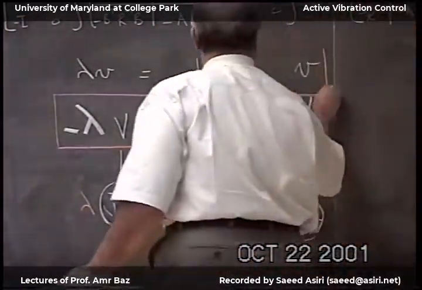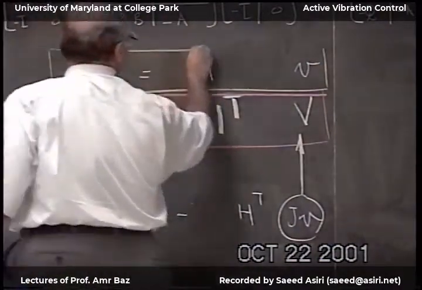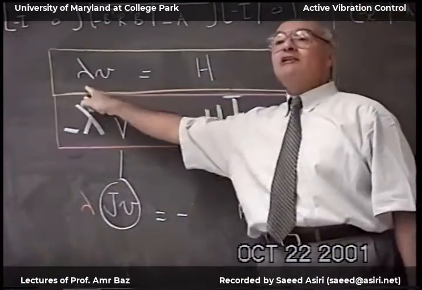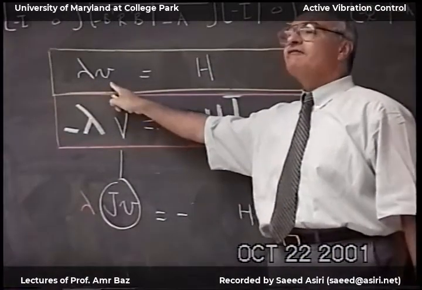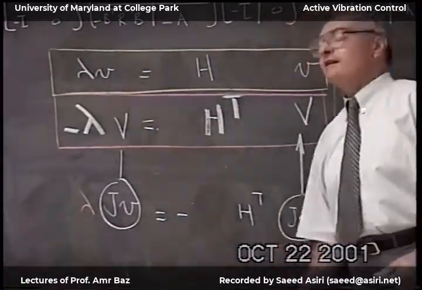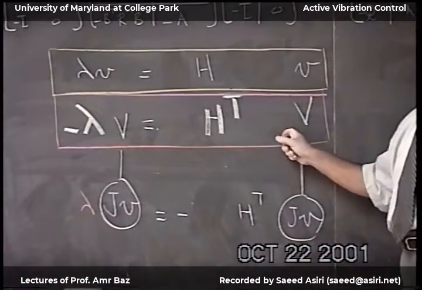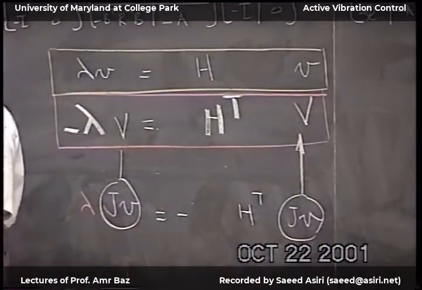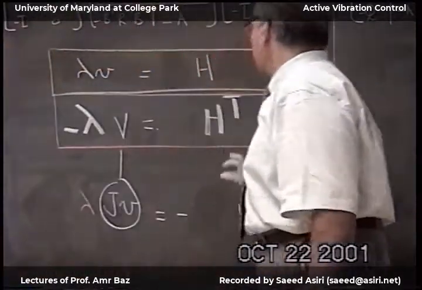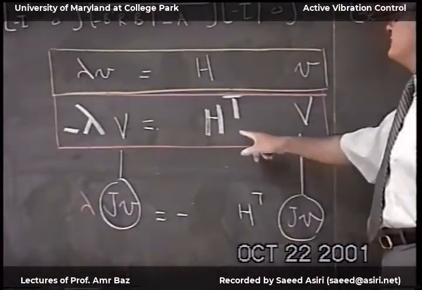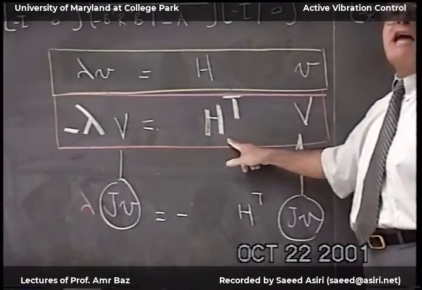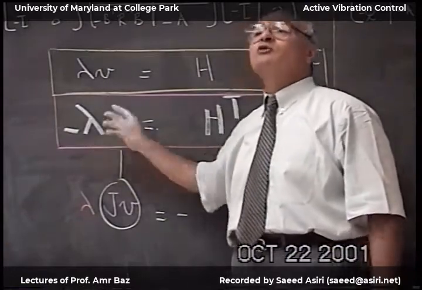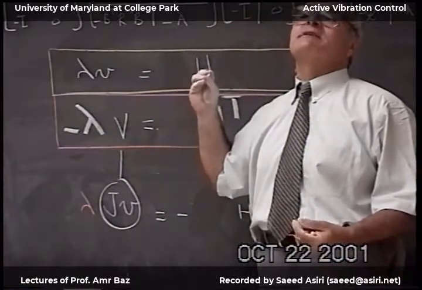Originally, we started with this equation. And we said the matrix H has eigenvalue lambda and corresponding eigenvector V. Okay? We ended up with this equation because of the particular shape of the H matrix. What this is saying now, that H transpose has an eigenvalue minus lambda. Okay? How would we determine the eigenvalue of a matrix?